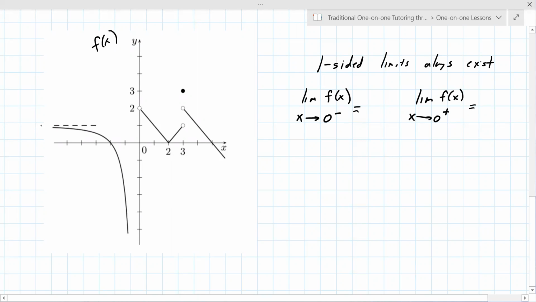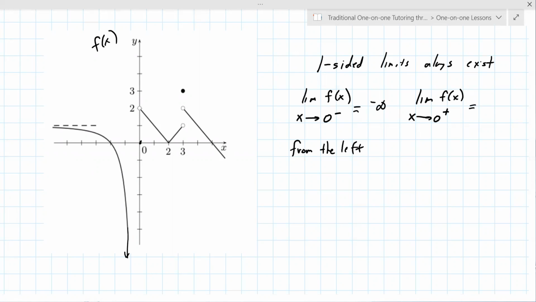Kind of, not really. Okay, so from the left, and I actually think that wording is very important. From the left means you literally, here's 0, you approach it from the left, like you trace along the curve from the left. And how far down does this go? Well, it goes to minus infinity. Now 0 from the right, you're coming from the right. So what does it approach? 2. Okay.